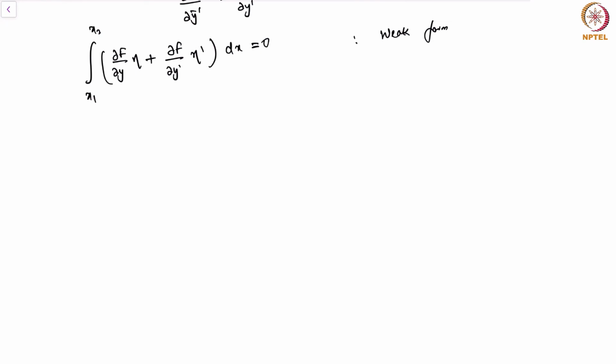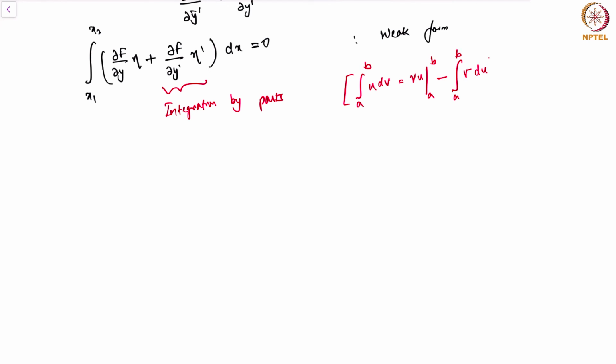It's called the weak form simply because it is not explicitly in terms of η alone; we also have an η′. One way to get rid of η′ is to use integration by parts. If you remember, integration by parts says that the integral from a to b of u dv gives me vu from a to b minus the integral from a to b of v du.